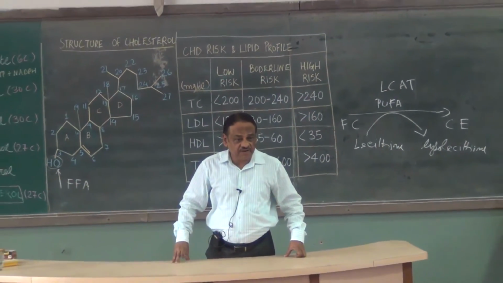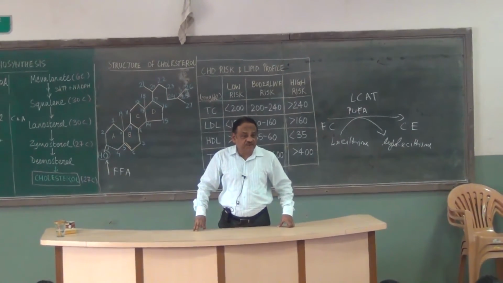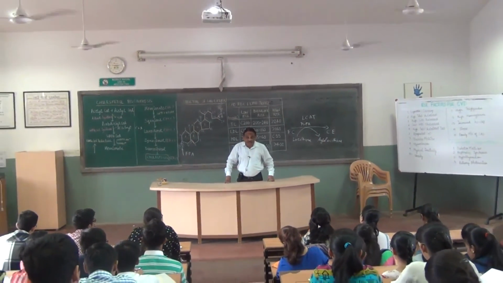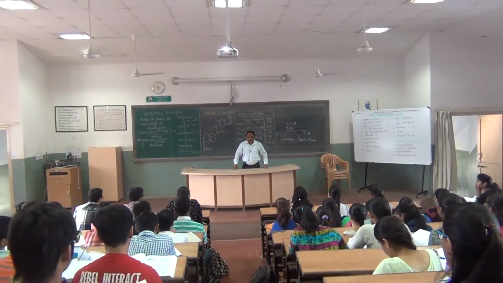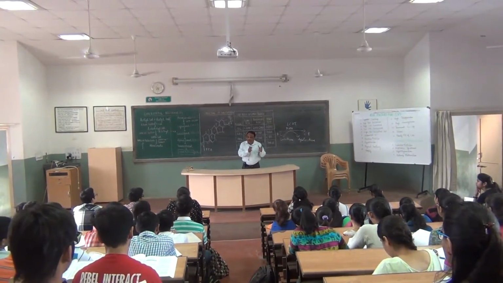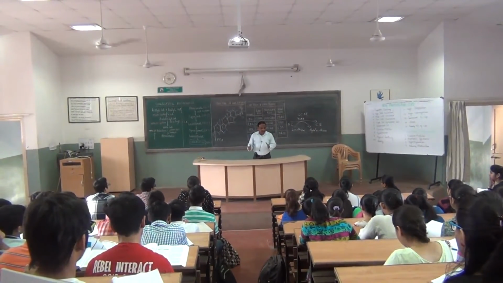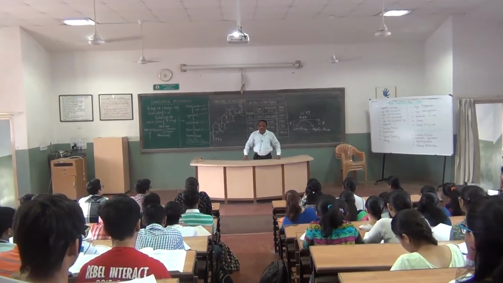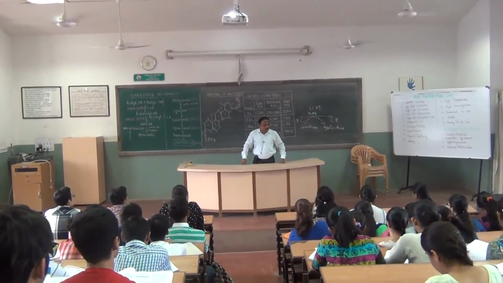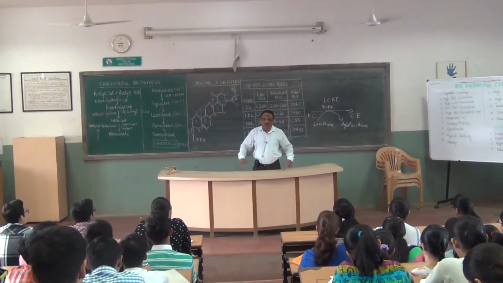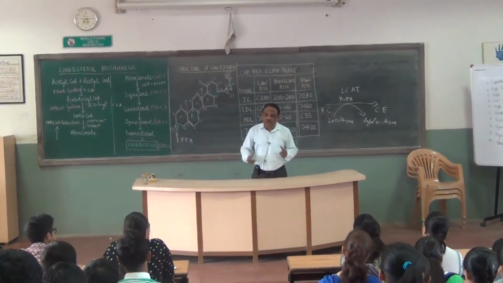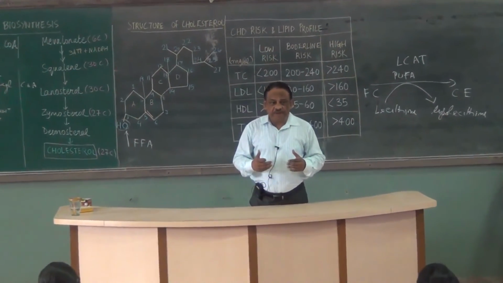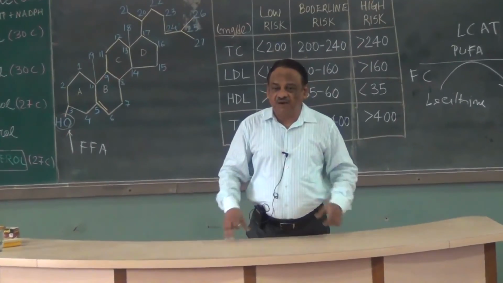PUFA should be preferred, and another one is monounsaturated fatty acid, that is MUFA, and omega-3 fatty acids and omega-6 fatty acids. So polyunsaturated fatty acid may be an omega-3 fatty acid or an omega-6. And the ratio between omega-6 to omega-3 should be around 5:1. But our ordinary diet has a higher ratio, almost 40:1. So there is a purpose of actually modifying the oil.